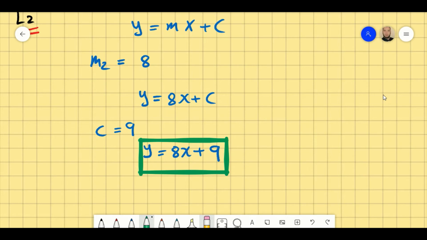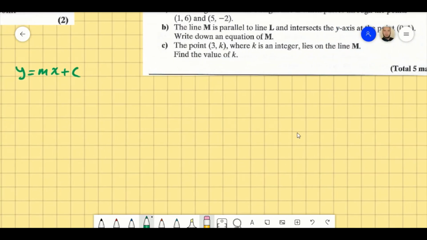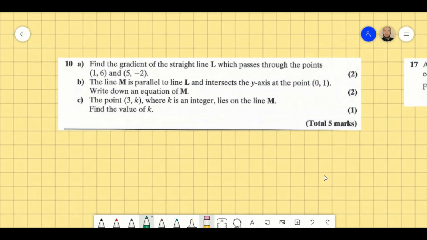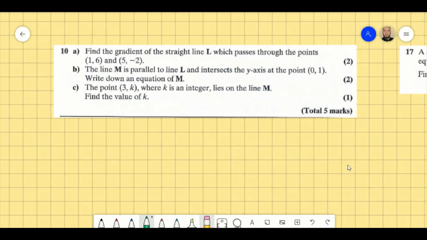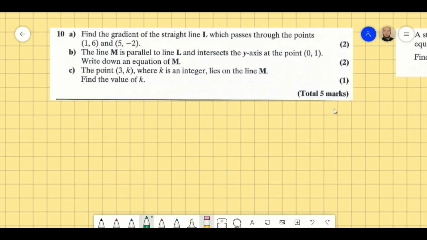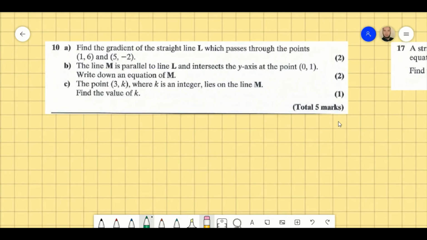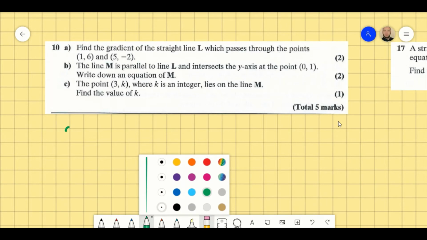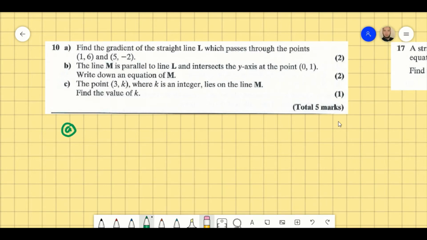Okay, great. Next question. This one is a bit long, 5 marks total, so let's focus. Find the gradient of the straight line L which passes through the points (1, 6) and (5, negative 2).